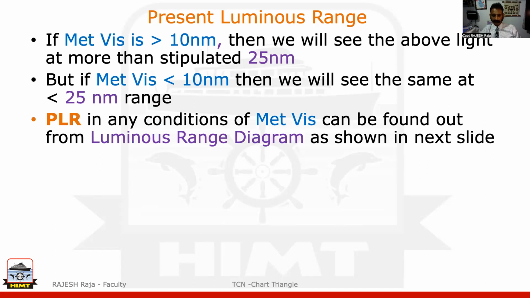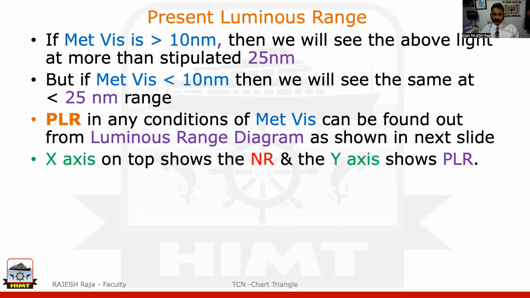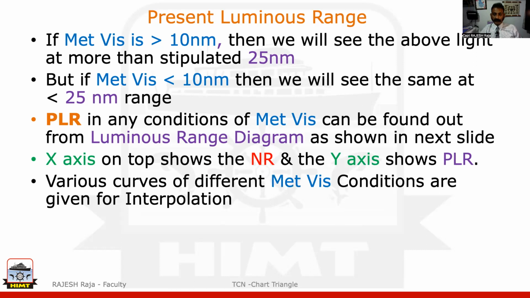I'm going to show you in the coming slides what the luminous range diagram is. So a quick description of that diagram: I've got an x-axis on the top and a y-axis. Your x-axis is usually the nominal range and the y-axis shows you the present luminous range, which is your sighting range also. Now various curves are given within this luminous range diagram. Those curves are for different met visibility conditions and I need to interpolate using that graph. Once I show you that graph, whatever I'm talking about here will be clear.